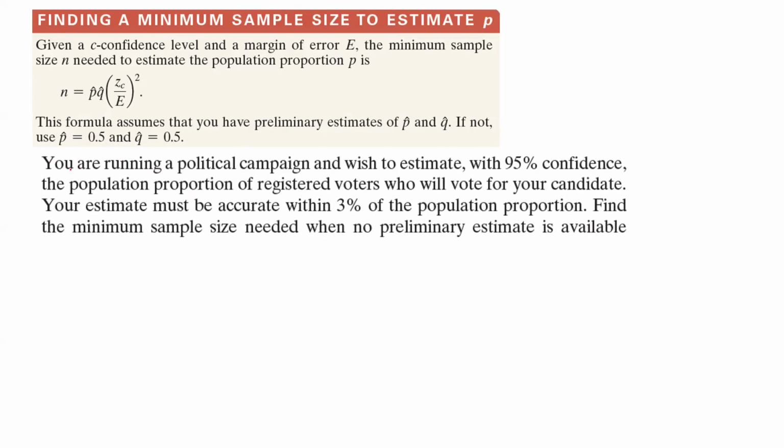In this example, you are running a political campaign and wish to estimate with 95% confidence the population proportion of registered voters who will vote for your candidate. Your estimate must be accurate within 3% of population proportion. The question says: find the minimum sample size needed when no preliminary estimate is available.